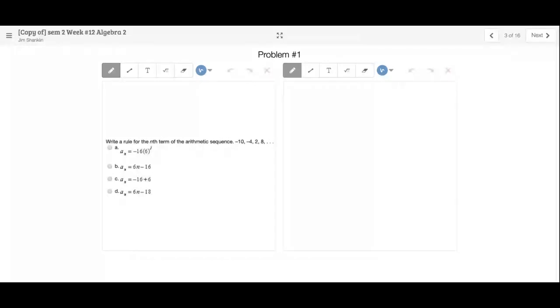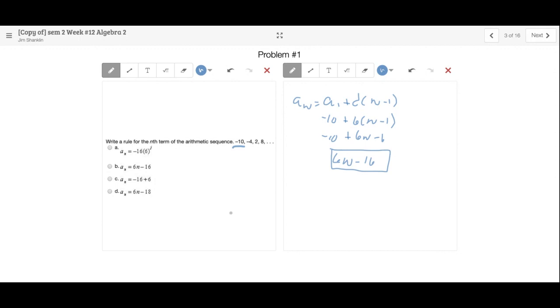But let's go through how to write an equation again. If I was going to write an explicit form for this, I'm just going to go a sub n is equal to a sub 1 plus d times n minus 1. That is how we write an equation. The first term is negative 10. So I put it in there, negative 10 plus d. Well, it looks like I'm always going up by 6, doesn't it? So my d value is 6, n minus 1. Multiply this through, so that gives me 6n minus 6. Got negative 10 there, so 6n minus 16. All algebra. That's all I need in this problem is algebra, being able to solve that equation. Okay, so letter B should be the correct answer.